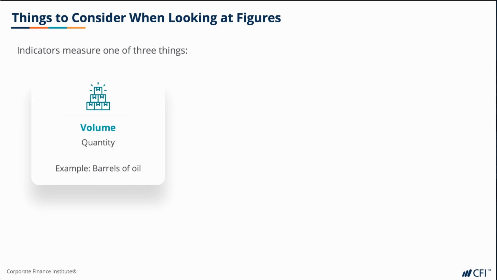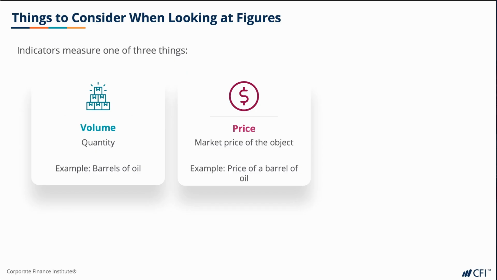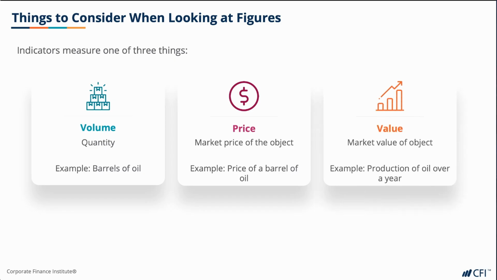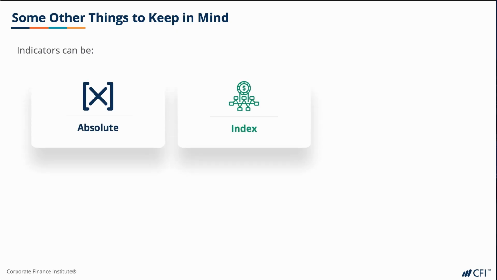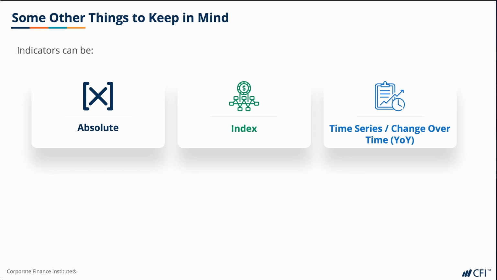Second type of number we'll see is price. And that's a market price of that thing, say the price of a barrel of oil or the consumer price index. Lastly, we'll see the market value of something, say production of oil over a year or a set of interest rates. The relationship between these three types of figures can be captured in a very straightforward formula, where volume times price equals value. Other things to consider when looking at economic indicators would be whether the figure is absolute, whether it's an index, or whether it's a time series, which means that it changes over time, say year over year.